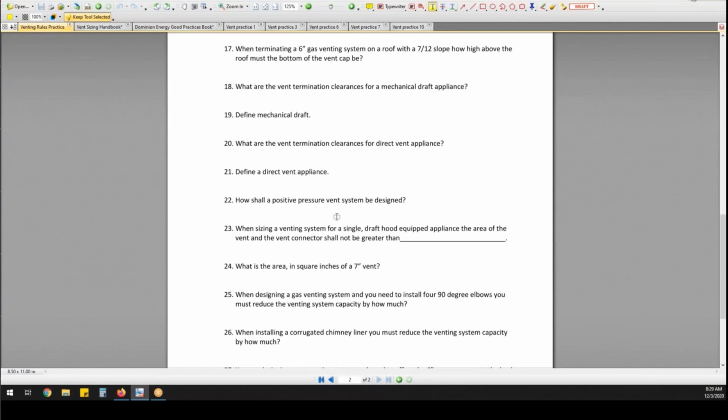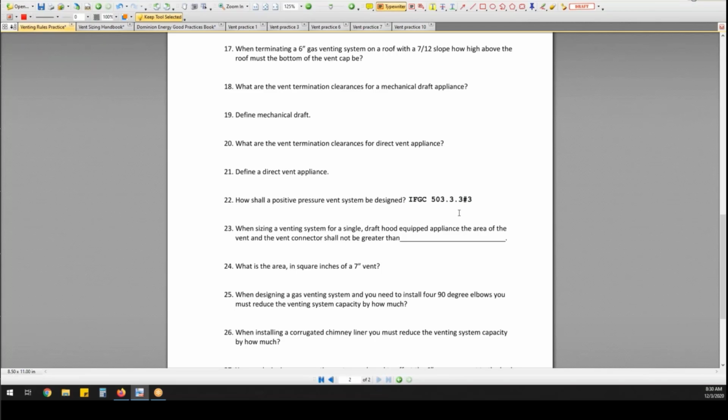22, how shall a positive pressure vent system be designed? I couldn't find that one. Ooh, yeah, that one's a hard one. That one is in the IFGC 503.3.3. Okay. And basically what it says, if you have your IFGC, go ahead and look up and follow along, but I'll read it for you here.